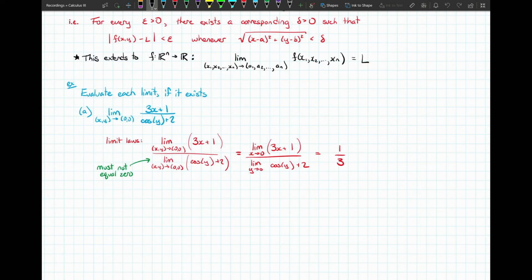A fairly straightforward example, and we'll be able to talk about continuity of this function at the point (0, 0) in a little bit. But let's take a look at a function that's a little bit more challenging now.